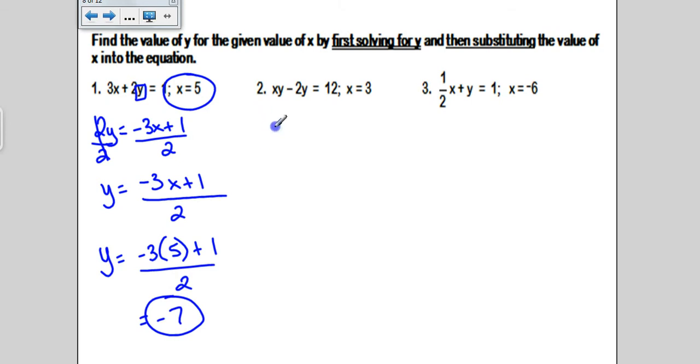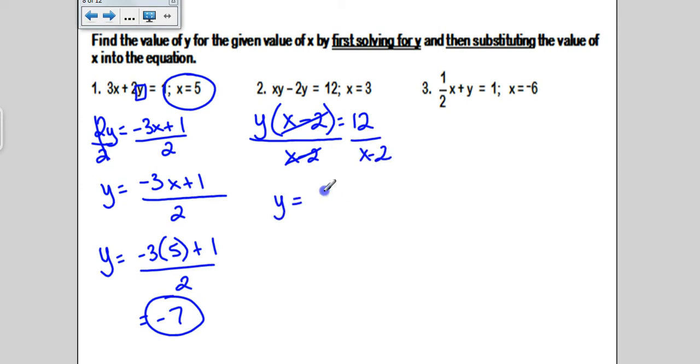So number 2, they want us to first solve for y. Now you should notice that there are 2 y's in the problem. So the technique we used for this was to factor out that common term of y, and that left us this time with x minus 2. And then to get y by itself, we're going to have to divide by the quantity x minus 2 in order to cancel those out.